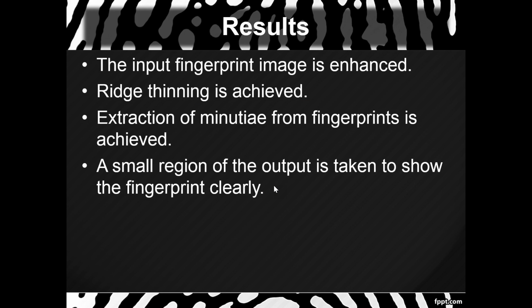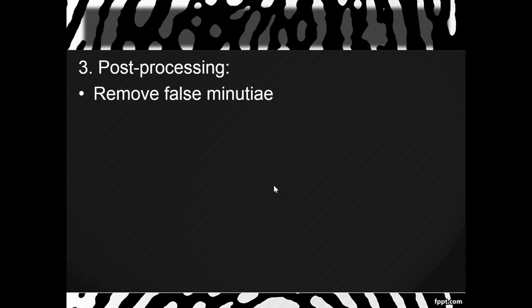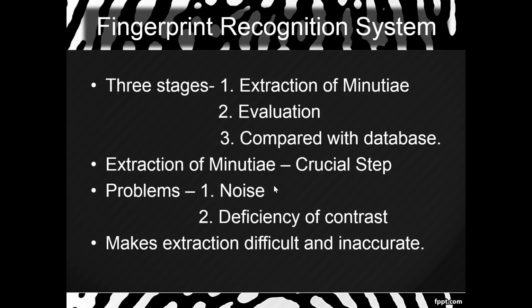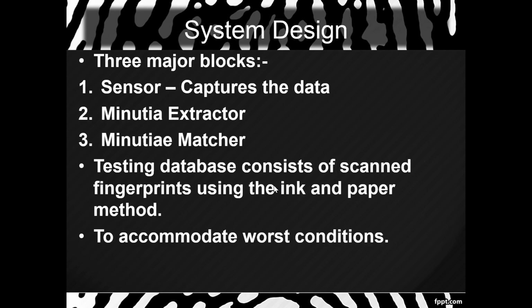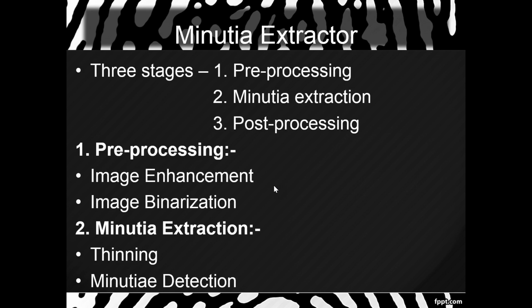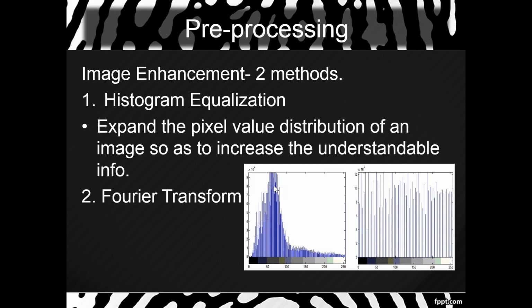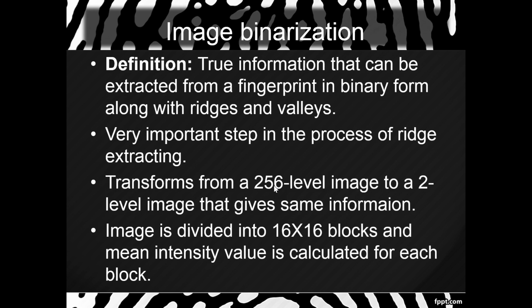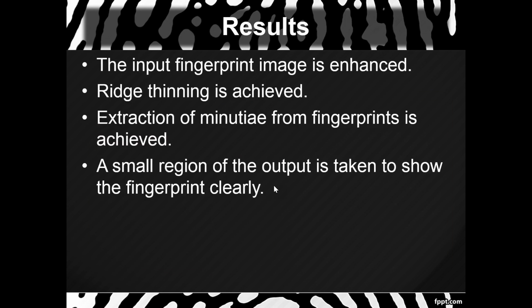initial image. So the results of this project: the input image is enhanced initially with the above mentioned techniques, using techniques like histogram equalization and Fourier transform. And then ridge thinning is achieved. Ridge thinning is what I told just now. And after that, minutiae are extracted for fingerprints, which is the basic goal of this project.